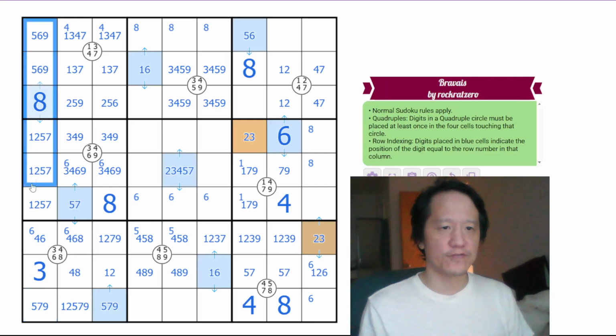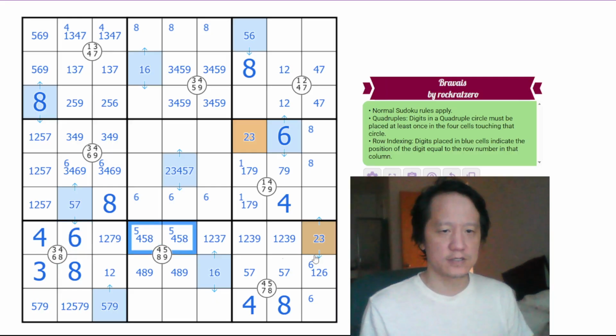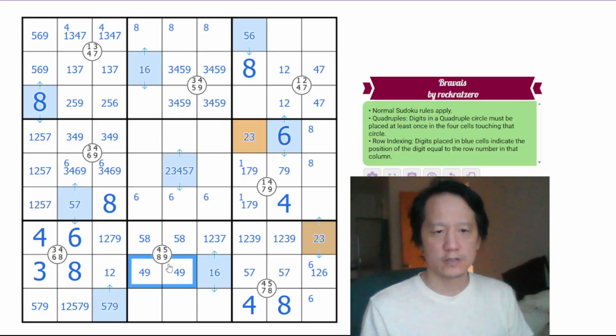Where is the 4 in column 1? It can only be here. So this is 4, which forces this to be 8. This is 6. These can't be 4. This becomes a 5, 8 pair. This can't be 8. This is a 4, 9 pair. 6 is in the 7th position. So this is 7. Therefore, this can't be 7 here.